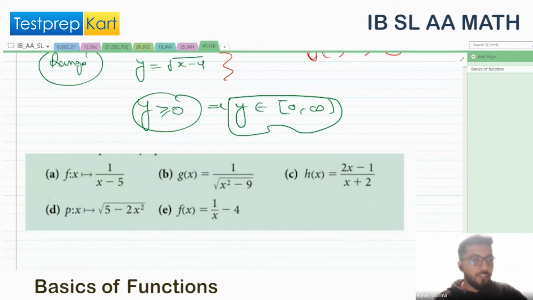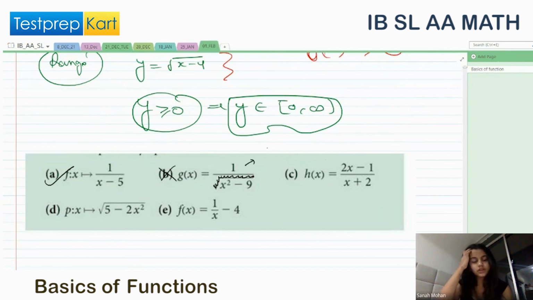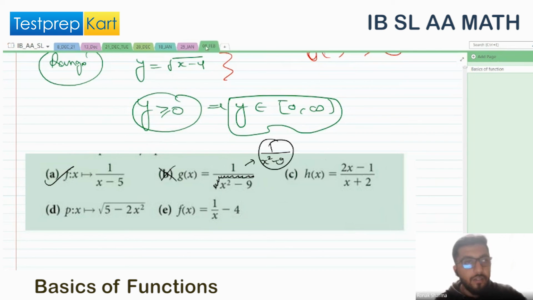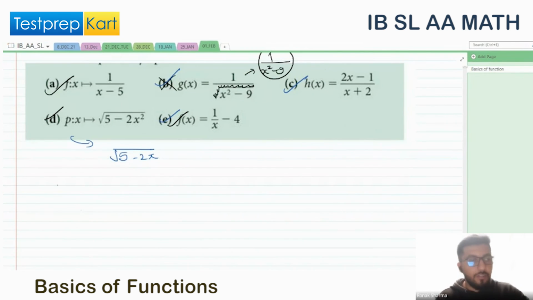Okay, find the domain for the first function, that is the A part. Not for the B part right now, you're not able to do that. Just change the B part by removing the square root, so consider it as 1 by x squared minus 9. Consider this as a function. Then consider D as root of 5 minus 2x. And then E is as it is. So you have 5 functions. Try to find the domain. The first function is f(x) equals 1 by x minus 5. Find the domain.